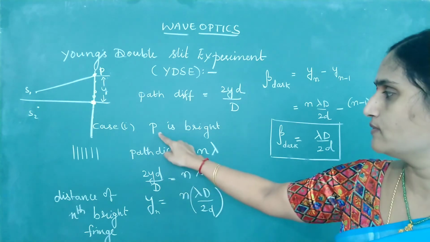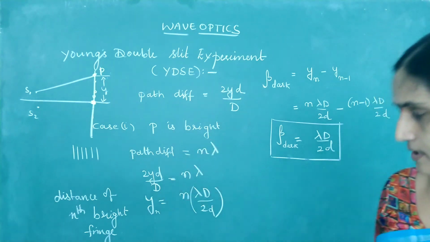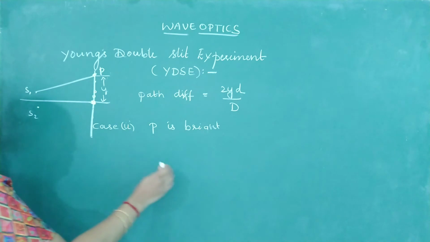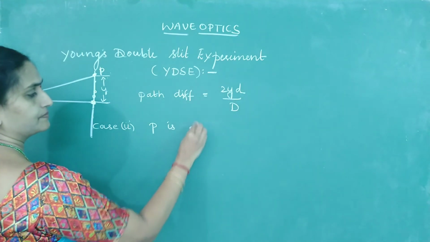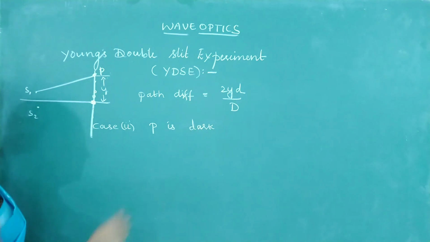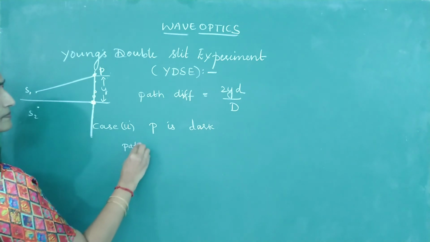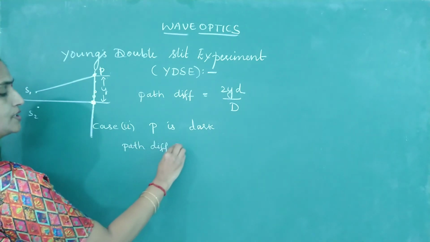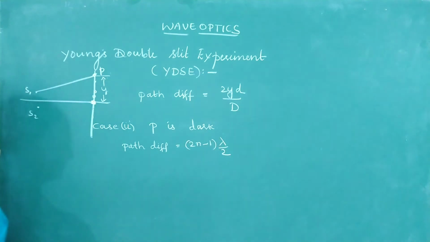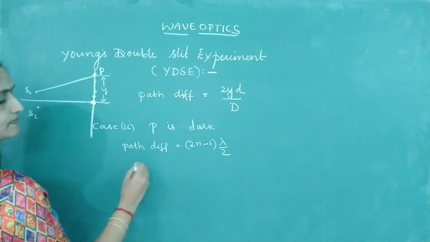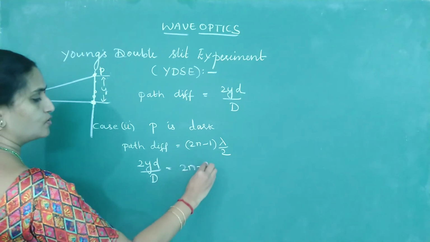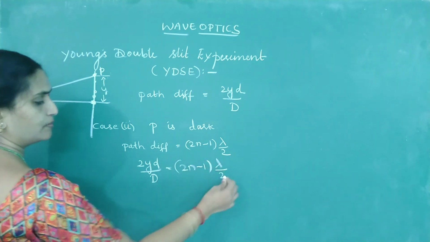Case 2. If the point P is dark. Let's see what modification we have to do in this arrangement. Now coming to case 2, if the point P is dark. What is the condition for getting a dark fringe? Path difference should be 2n minus 1 lambda by 2. So equate it to 2n minus 1 lambda by 2. 2y small d by capital D is 2n minus 1 lambda divided by 2.